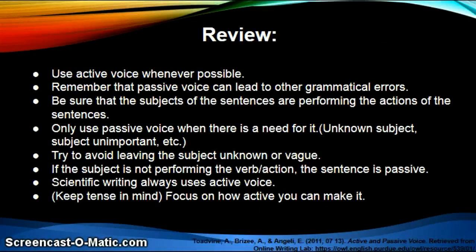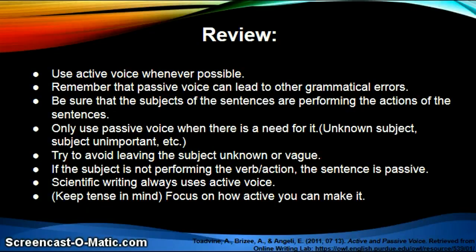So, to review, use active voice whenever possible. Remember that passive voice can lead to other grammatical errors. Be sure that the subjects of the sentences are performing the actions of the sentences. Only use passive voice when there is a need for it. Unknown subject, subject unimportant, etc. Try to avoid leaving the subject unknown or vague.